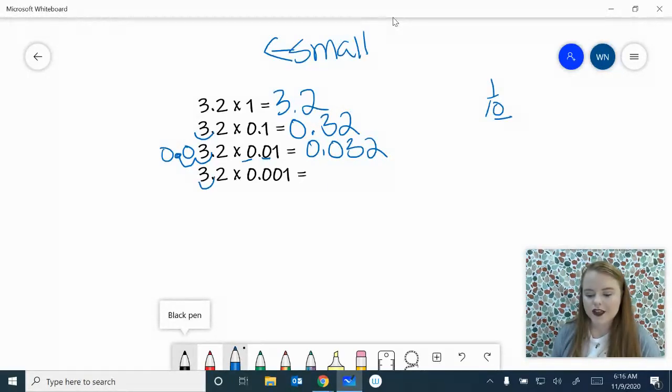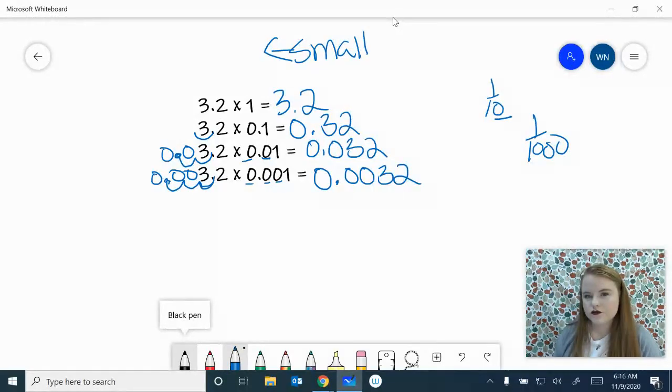So we've got 3 and 2/10 times 1,000th. Remember, 1,000th has 3 zeros. 1, 2, 3. We're going to move it 3 places to the left. 1, 2, 3. Add our zeros in there. That gives us 0 and 0, 0, 3, 2. I hope that made sense. Take a look at our pattern here. We go 3 and 2/10, 32 hundredths, 32 thousandths, and then we add another 0. We're getting 10 times smaller each time.